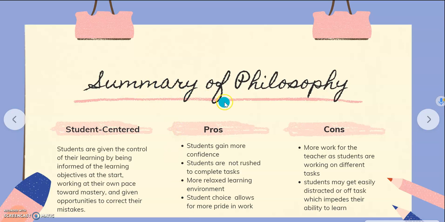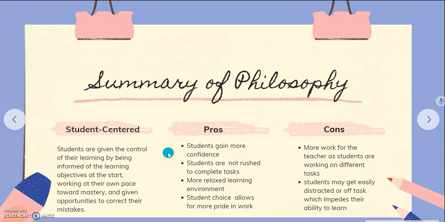So in conclusion, I'm going to go over the summary of the philosophy here, and it's student-centered. Students are given the control of their learning by being informed of the learning objectives at the start, working at their own pace toward mastery, and given opportunities to correct their mistakes.